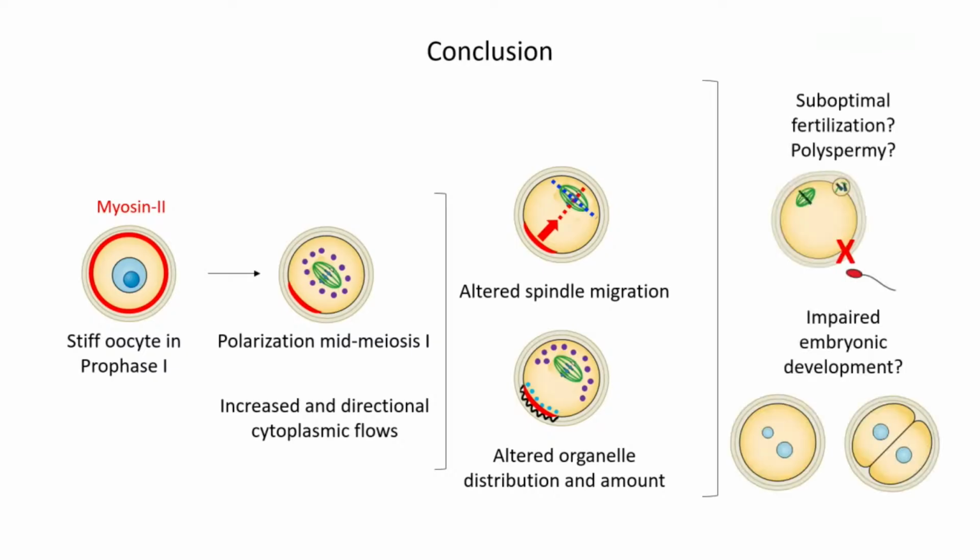So we are now looking at the effect for fertilization. Do we have a suboptimal fertilization because of this restriction of where the sperm can bind? And do we have polyspermy also due to this, again, restriction of cortical granules? And we also would like to look at embryonic development to see if it's impaired, especially because of this depletion of organelles in the oocyte in meiosis 2.